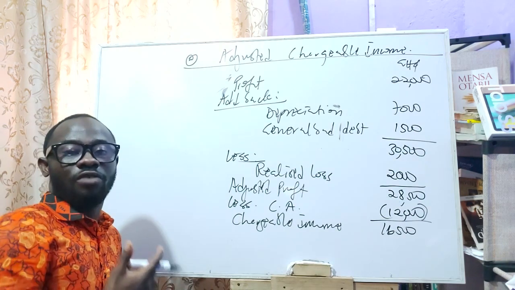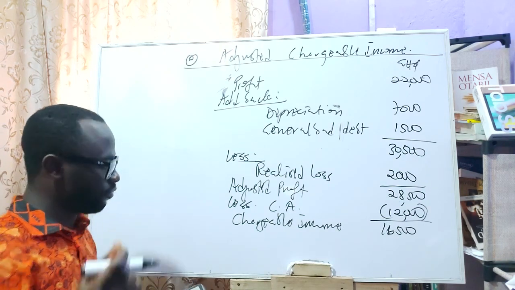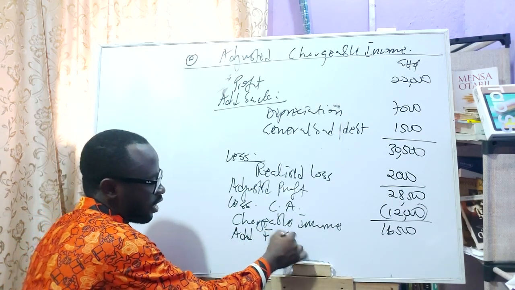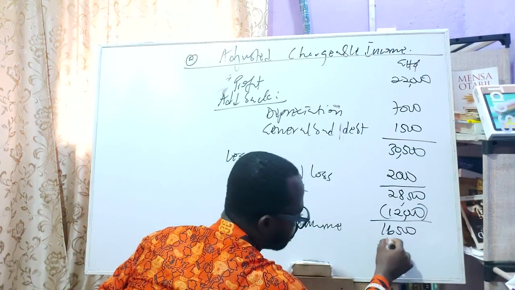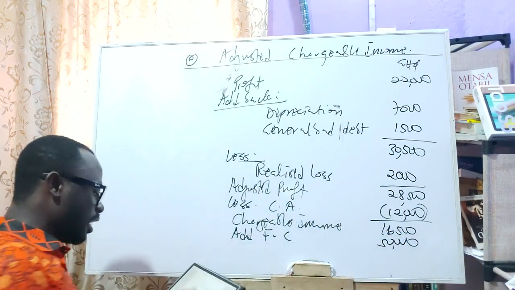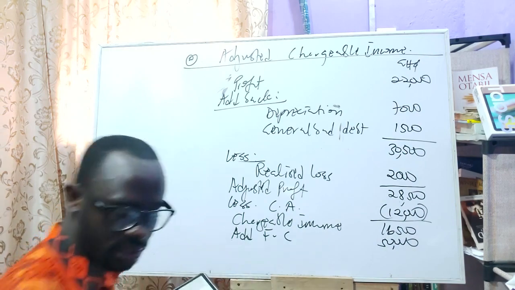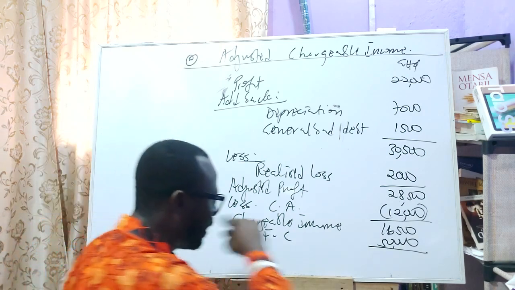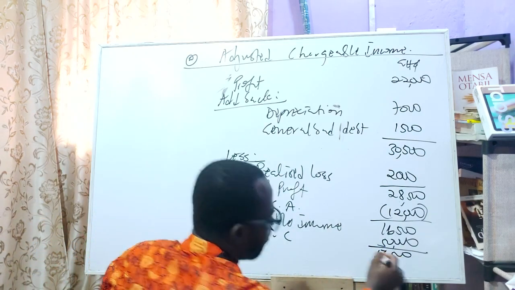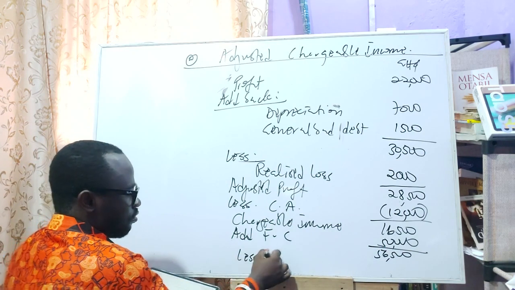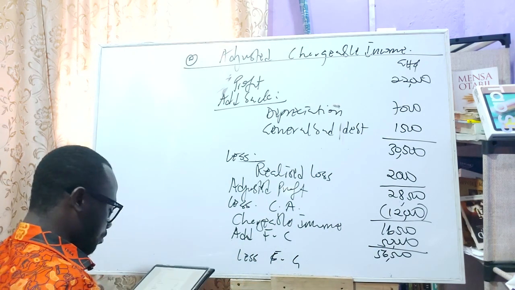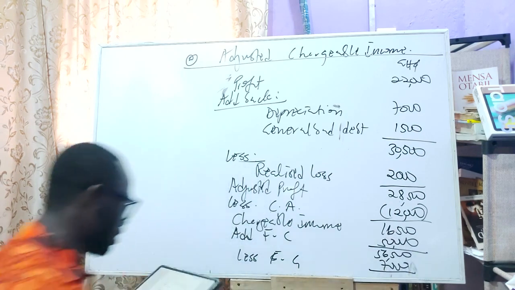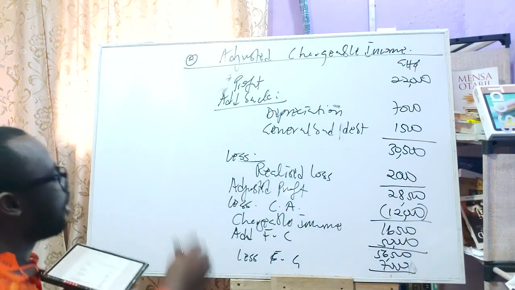Then now we can deal with the financial cost and the financial gain. So look at how it goes. We add back the financial cost because it was deducted, which is 50,000. And then we will less the financial gain because it was added. And this is going to be, I hope you can still see, 56,500. Then we less the financial gain of 7,000. So when we add it to it, that's going to be 59,500.